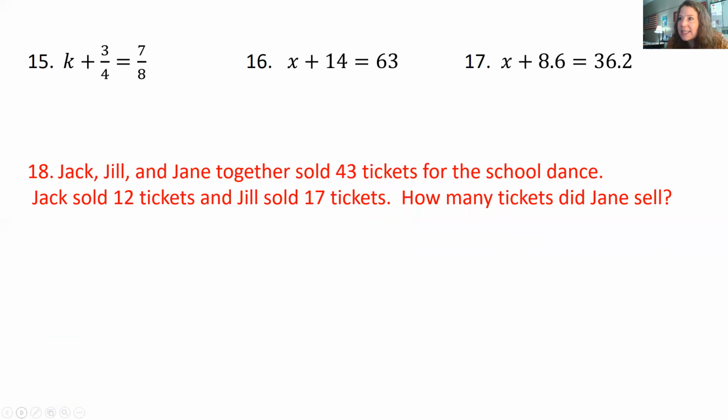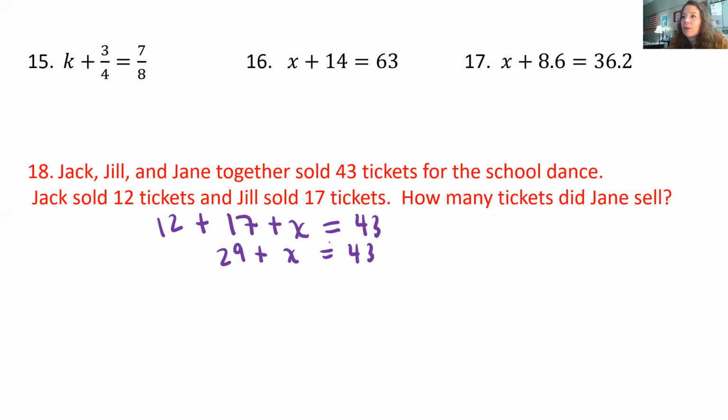Jack, Jill, and Jane together sold 43 tickets for the school dance. Jack sold 12 tickets and Jill sold 17 tickets. How many tickets did Jane sell? Well, we know that there's 3 of them. We know how many 2 of them sold. Jack sold 12, Jill sold 17. How many did Jane sell? We do not know, but we know altogether they sold 43. So what can we do right now? Well, we can combine our 2 constants. So 12 plus 17 is 29. 29 plus x is 43.